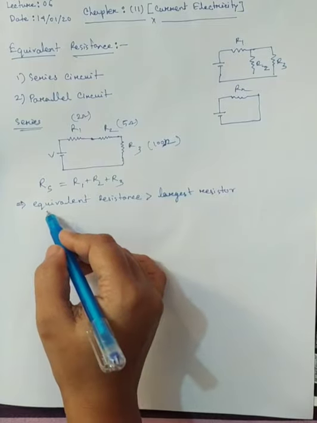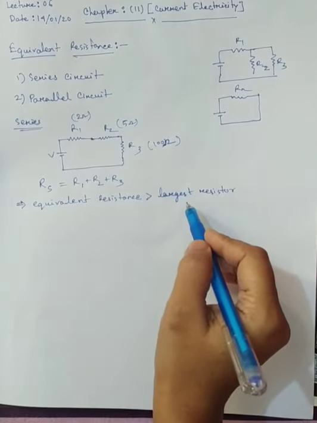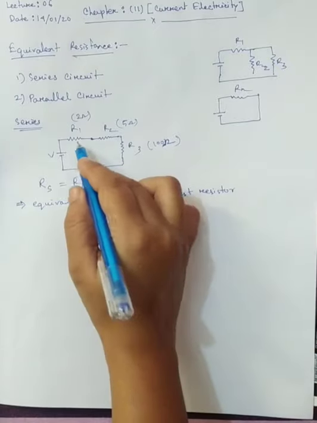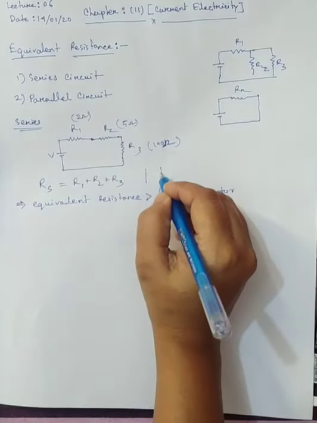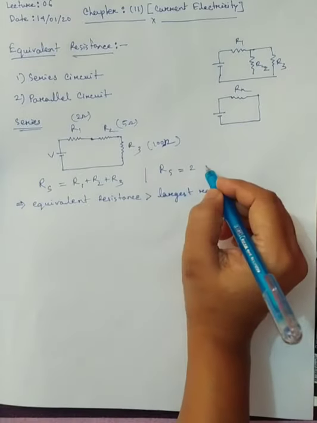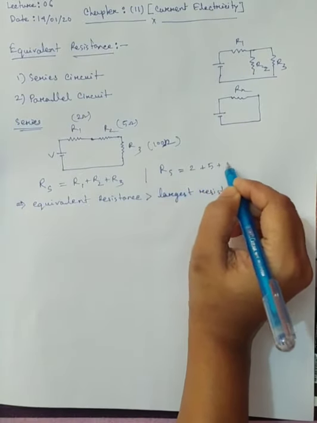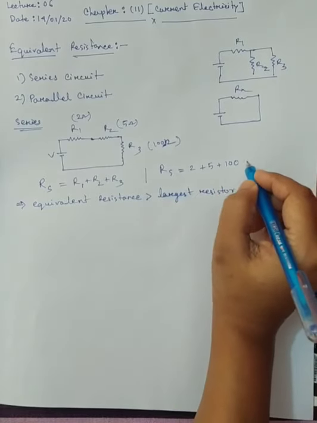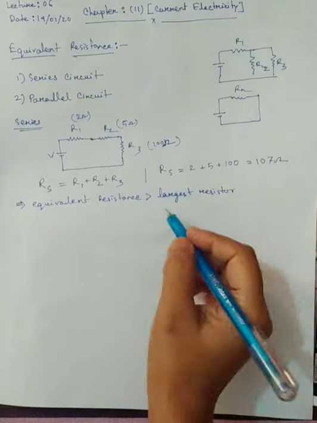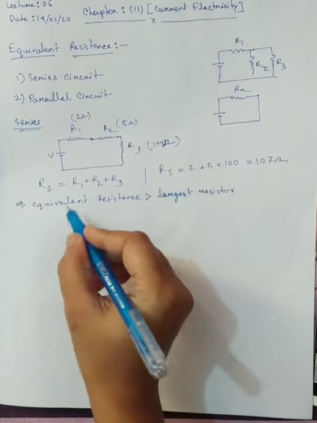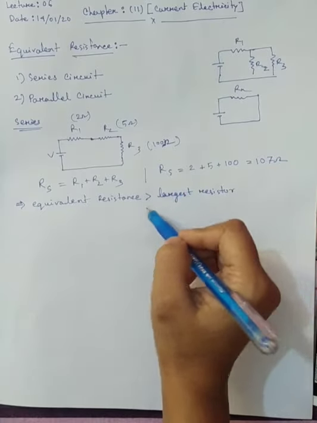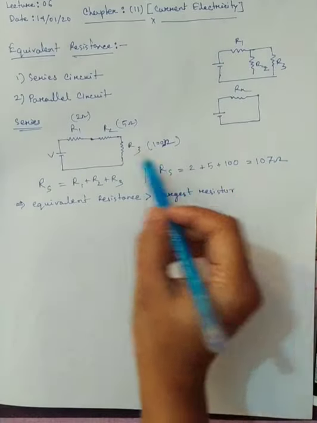So what is the line I have mentioned over here? If we measure the equivalent resistance for these resistors, what will it be? R equals the summation of all resistors, 2 plus 5 plus 100, that means 107 ohm. So what is the line I have mentioned here? The equivalent resistance is larger than the largest resistor of this combination.